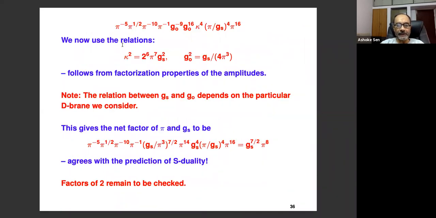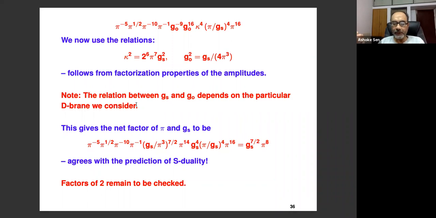Okay, anyway, so after all this, here are the relations. This is something that I've already written before: the relationship between kappa and G string. Here is a relationship between G_O and G string. This can be found using factorization. And here I should just mention that this relation between G open and G string depends on the particular D-brane we consider. The G_S, of course, is fixed. This is the closed string coupling. But on different D-branes, you have different effective open string coupling.